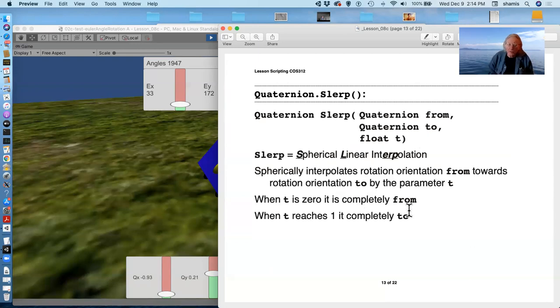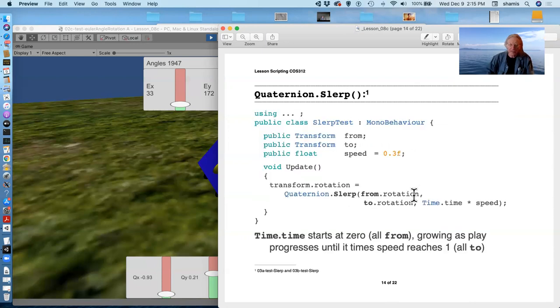Slerp is an interesting one. Slerp stands for spherical linear interpolation, and this interpolates between two quaternions. So we have quaternions representing two different orientations, from and to. And as we change this third parameter, t, from 0 to 1, it interpolates from the first one to the second one. With t equals 0, it's all from. With t equals 1, it's all to, and we interpolate in between these.